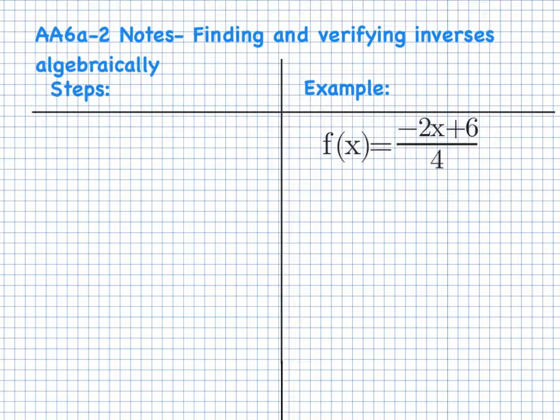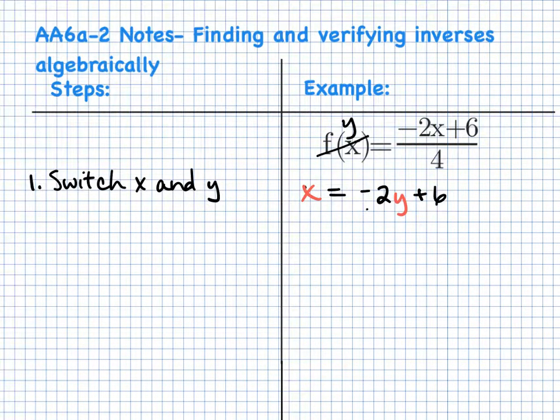Okay, so the notes for finding and verifying inverses algebraically. First thing, make sure we know that f of x is the same thing as y, so we can take that out and put y. Step 1, switch x and y. So I'm going to write this as x equals -2y plus 6, all divided by 4. Then after that, step 2, and this is a rather long step, solve the equation for y.